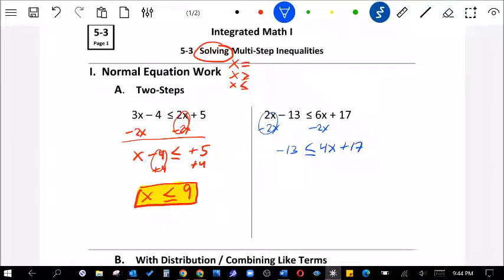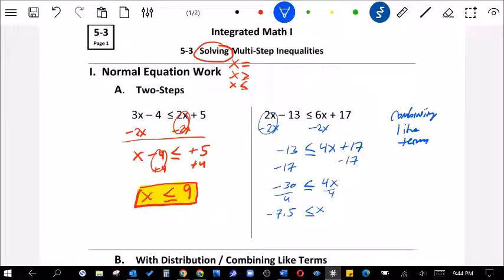Now I would isolate the x by combining the numbers. So this is actually the first thing we're doing for combining like terms. Minus 17, minus 17. So combining like terms. So here I get negative 30 less than or equal to the 4x. So I'm now going to divide by the 4, and I get x greater than or equal to, what goes into 30? 7 times and half left over, so that's actually negative 7.5.